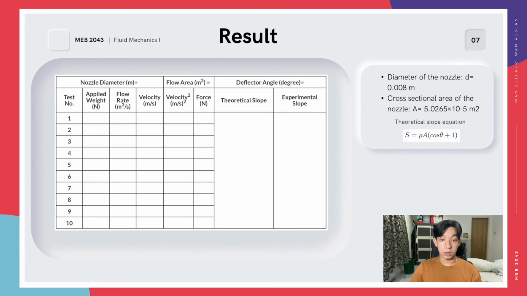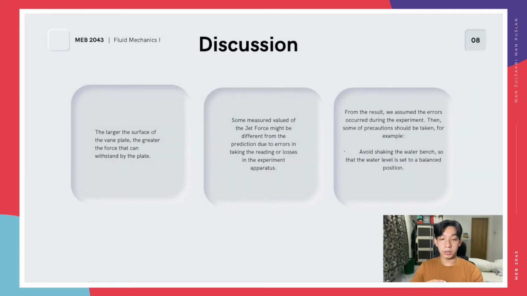As for the discussion, the larger the surface of the vane plate, the greater the force that can be withstood by the plate, and some measured values of the jet force might be different from the prediction due to errors in taking the reading or losses in the experiment apparatus. For the result, we assume that errors occurred during the experiment, and some precautions should be taken. For example, avoid shaking the water bench so that the water level is set to a balanced position.